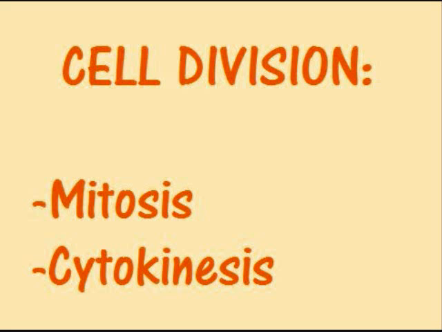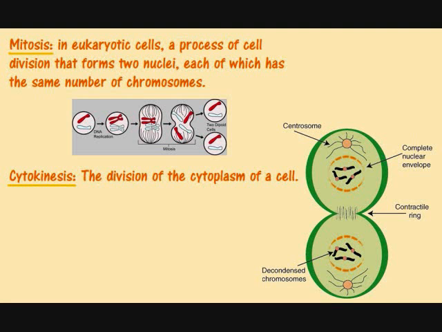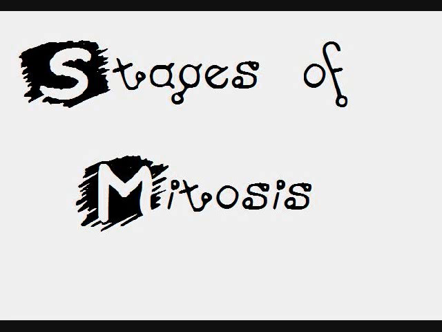Cell division, mitosis, and cytokinesis. Mitosis. In eukaryotic cells, a process of cell division that forms two nuclei, each of which has the same number of chromosomes. Cytokinesis. The division of the cytoplasm of a cell. Stages of mitosis.